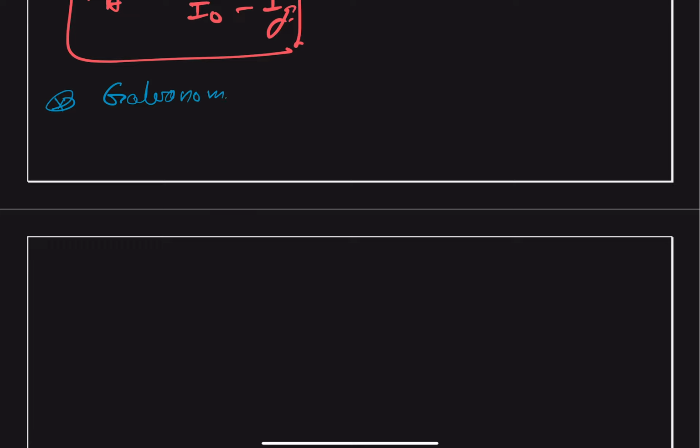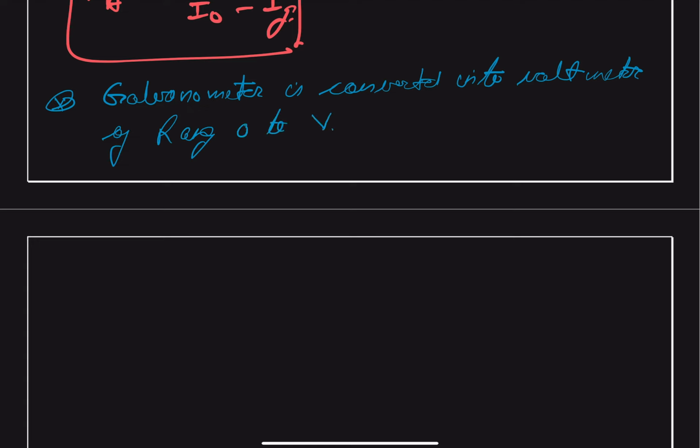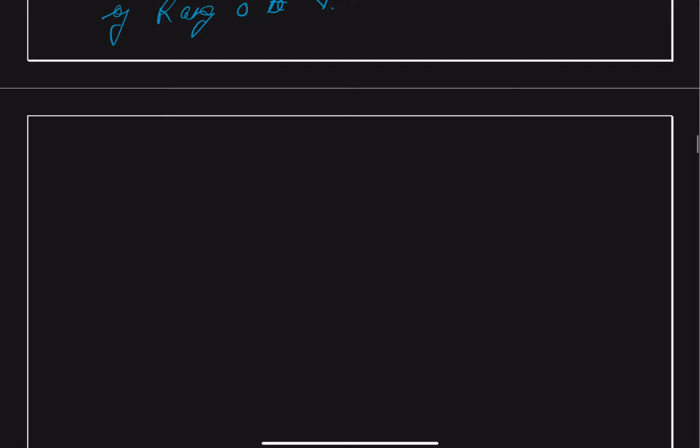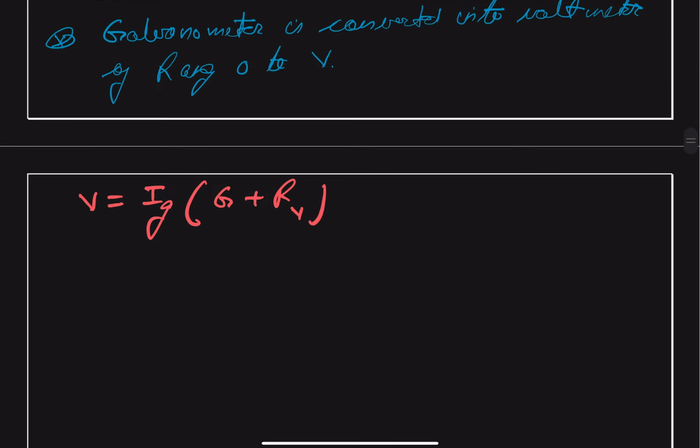We have a galvanometer converted into a voltmeter of range 0 to V. And so we can write that our V will be equal to galvanometer current times G plus series resistance, which is given as Rv. We can also draw an approximate diagram for it.